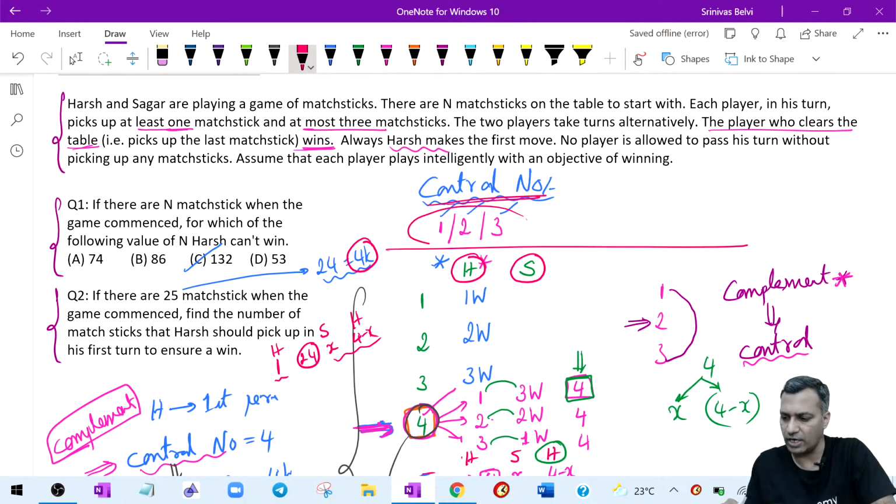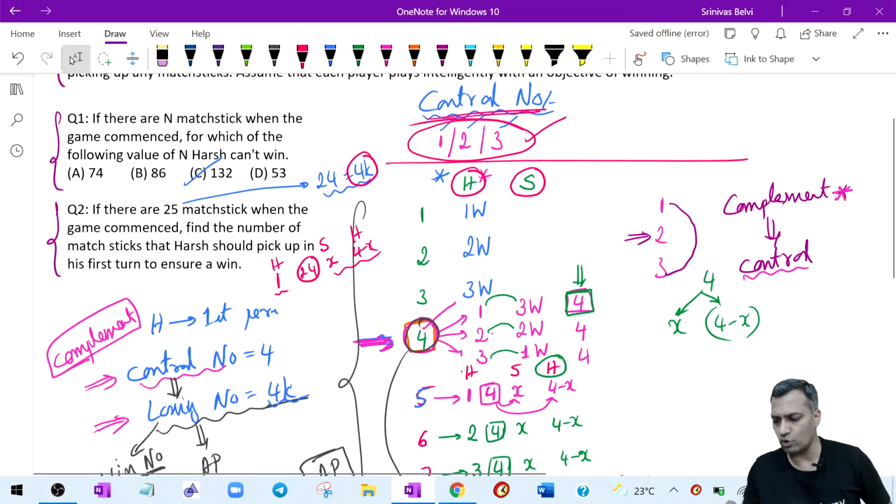They can pick only 1, 2, 3 in their turn, right? Kishan, they can pick only one stick or two sticks or three sticks in their turn. So therefore, when they go to 4, Harsh has no winning strategy.